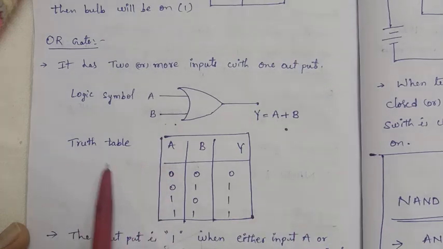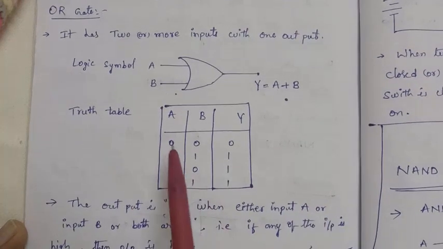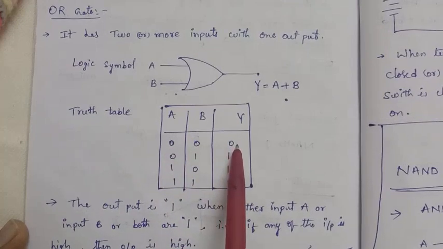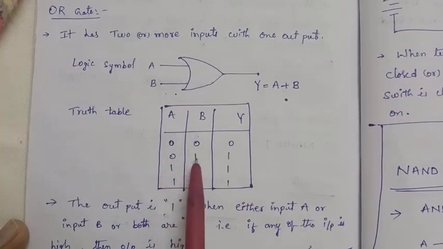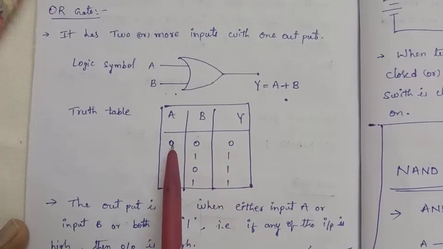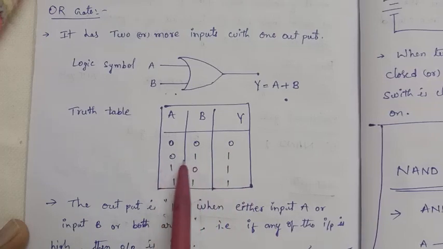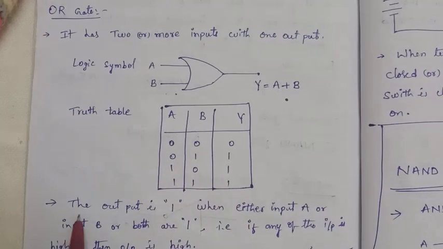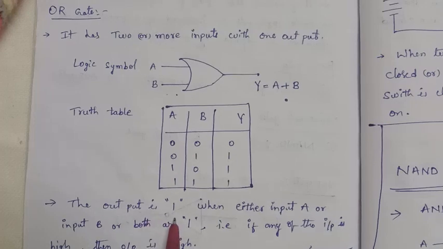So for this we have a truth table. If both the inputs are 0, then the output is 0. If any one of the inputs is high, then we get the output high. So if the input is 0, 0, then the output is 0. 0, 1 gives high; 1, 0 gives high; 1, 1 gives high. That means the output is 1.